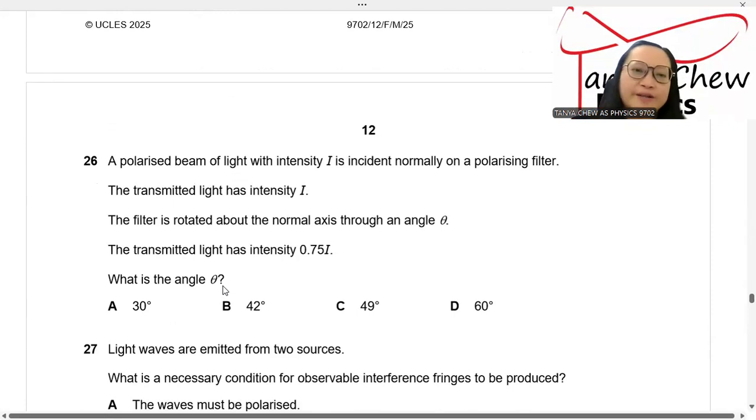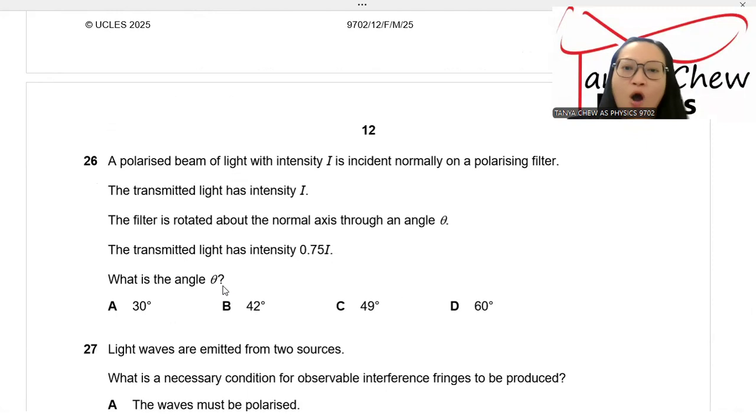Number 26. A polarized beam of light with intensity I is incident normally on a polarizing filter. The transmitted light has intensity I. The filter is rotated about the normal axis through an angle of theta. Transmitted light has intensity 0.75 I. What is the angle theta?